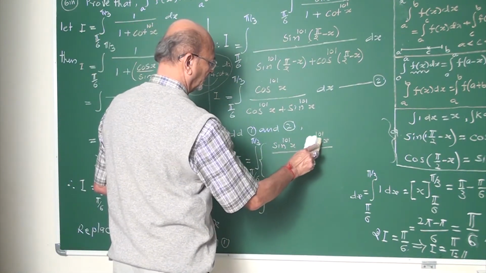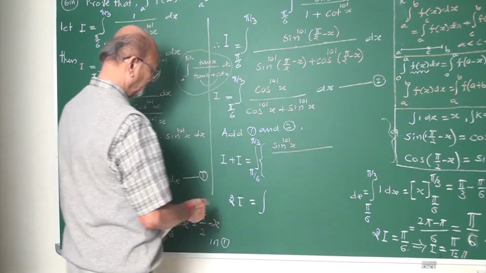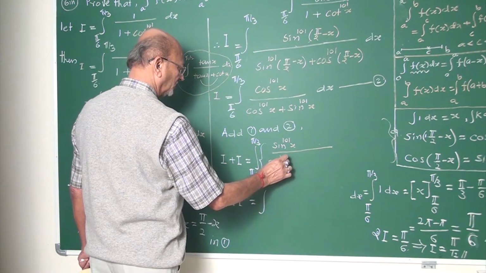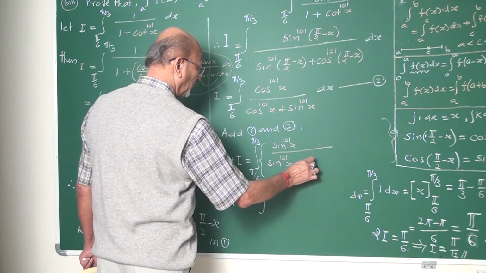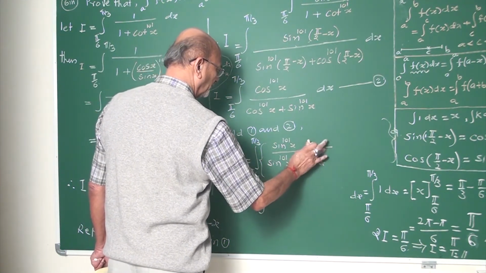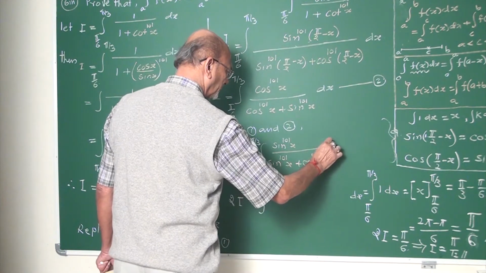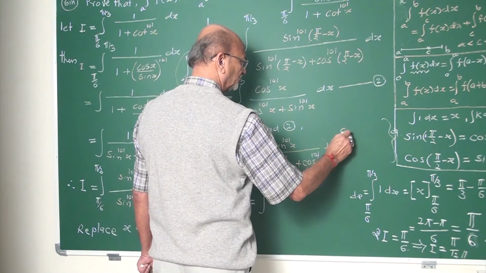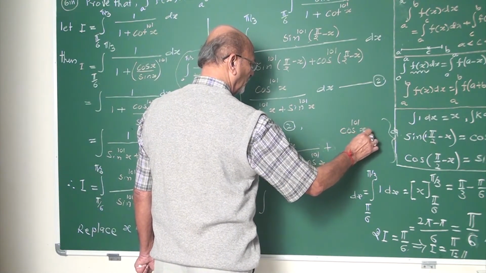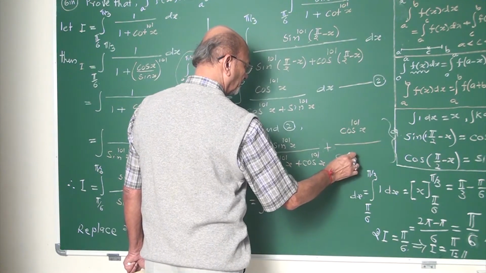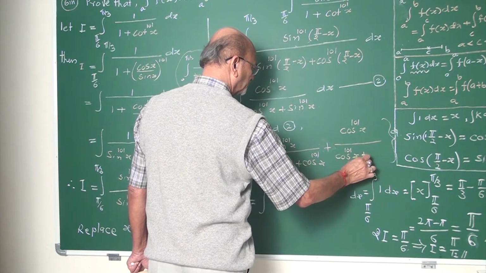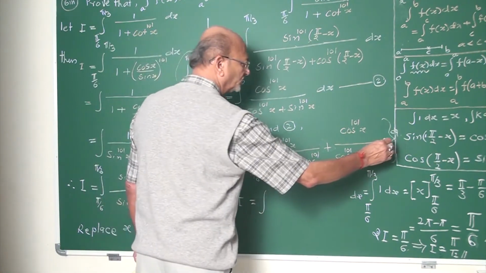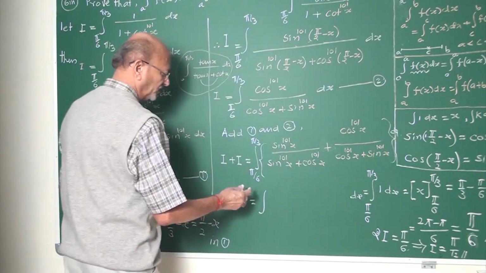One minute, my friends, I write them separately. This is sin to the power 101 upon sin to the power 101 plus cos to the power 101, plus the integrand of the second, this is cos to the power 101x, denominator is cos to the power 101x plus sin to the power 101x, with respect to x.